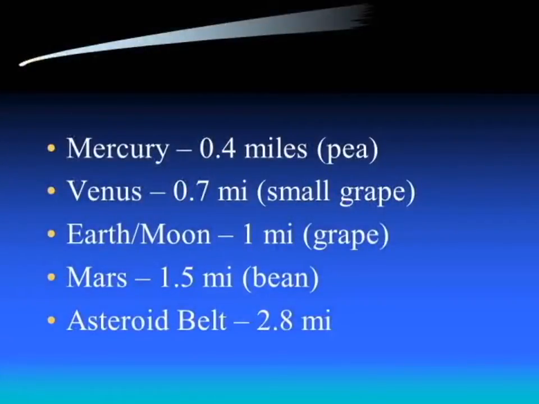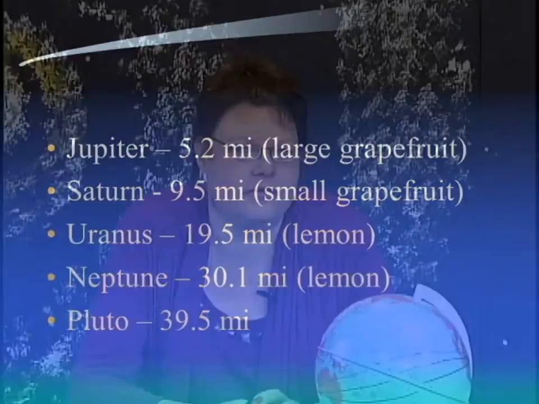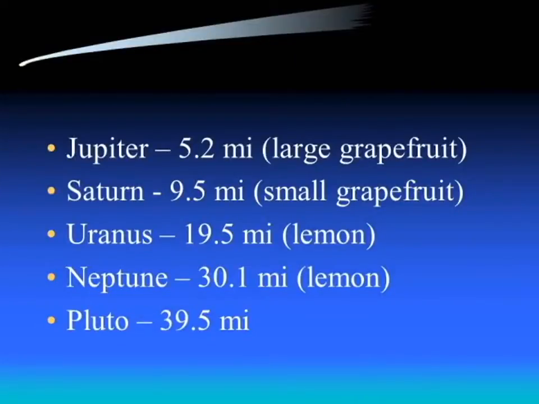And now we're going to come all the way out to about 1.5 miles, and think of a small little bean, like a kidney bean. Okay, and so we've got Mars, and then come on out to about 2.8 miles, and we're going to have the asteroid belt. It's going to take 5.2 miles from where you started to locate Jupiter. And Jupiter is going to be the size of a very large grapefruit. So think about what a large grapefruit looks like and put it about 5.2 miles away from where you started. Then go 9.5 miles from where you started and make it a small grapefruit, and that's Saturn.